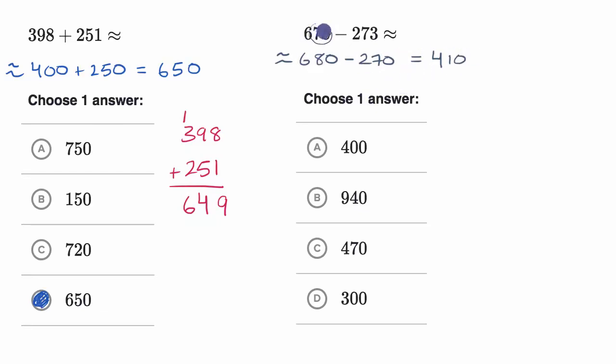Or you could do it even rougher. You could just do the nearest 100. So you could say, look, 678, the nearest 100 is 700. And then minus 273, the nearest 100 there is 300. And so this is even rougher, but it still gets us similar answers. And either way we estimated, either the rougher way or the slightly less rough way, we got to something around 400. So you could feel good that this is your choice.